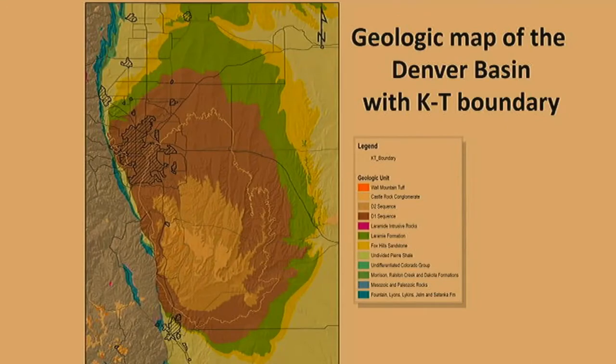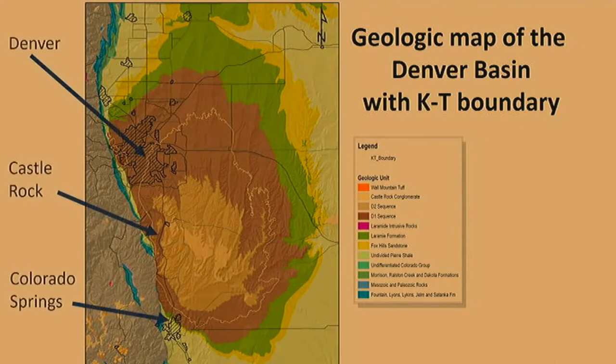So we're going to look at this geologic map for a moment, the pad of rocks now zoomed in. And if we look at a couple of key cities here, we've got Denver up north, Castle Rock, and Colorado Springs to help orient you. And then that tan line is the KT boundary.